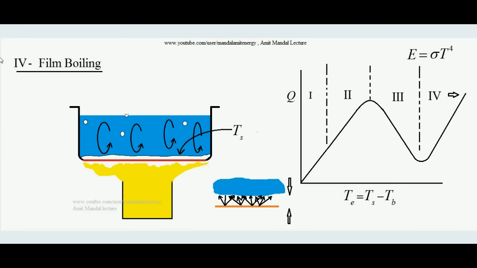This is called film boiling, because a film of vapor has been formed over this hot surface. So this is the end of transition boiling and film boiling has started. So you would have understood what transition boiling is. Transition boiling is the shifting of the boiling process from nucleate boiling to film boiling.